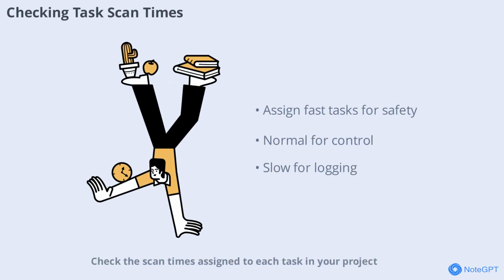Check the scan times assigned to each task in your project. Ensure that safety-critical logic is assigned to fast tasks while less critical functions are assigned to normal or slow tasks. Proper task assignment balances system performance and reliability.